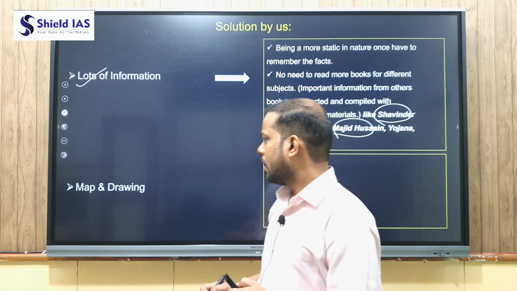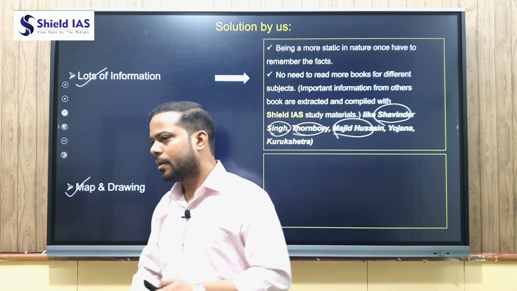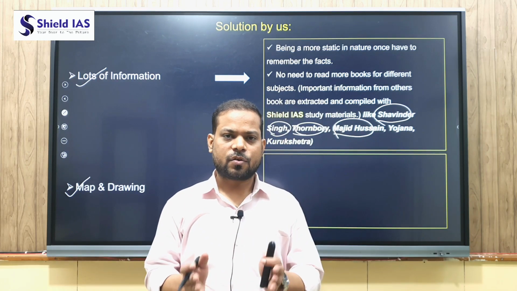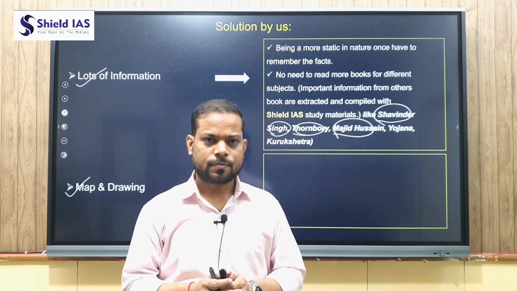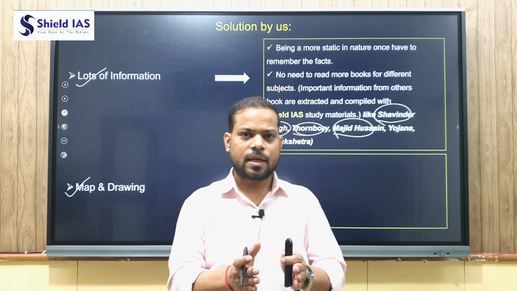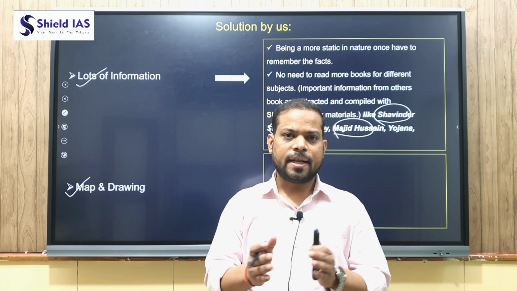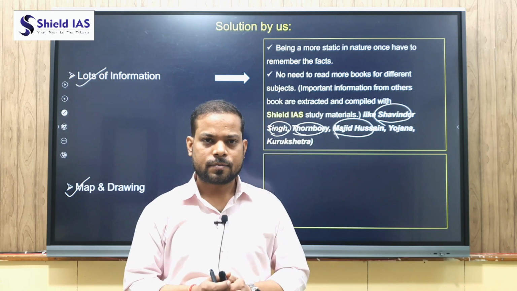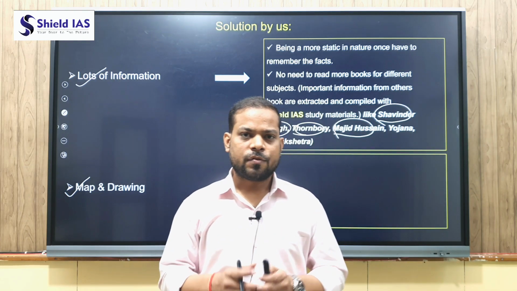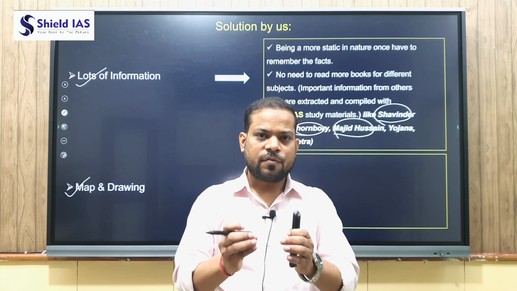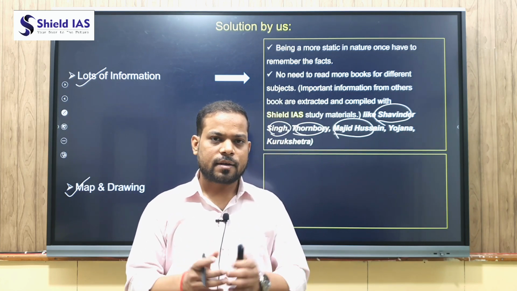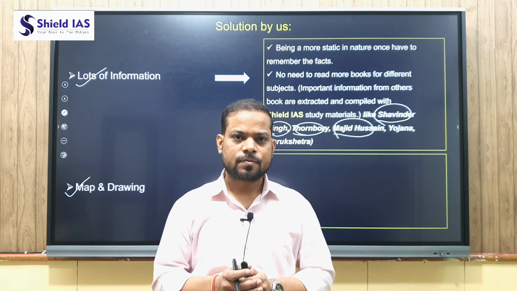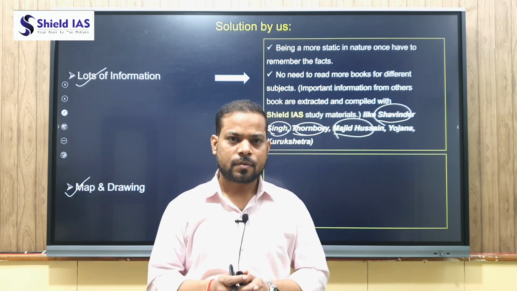And the last problem of the student is maps and drawing. In the geography optional, maps and drawing are very scoring. For example, for the world map we have physical and political maps, and for India we have physical and political maps. Here you can get maximum marks. And from us, you will learn the art of drawing flowcharts and diagrams. For that, separate classes will be conducted in which techniques will be taught for mastering maps and drawing.